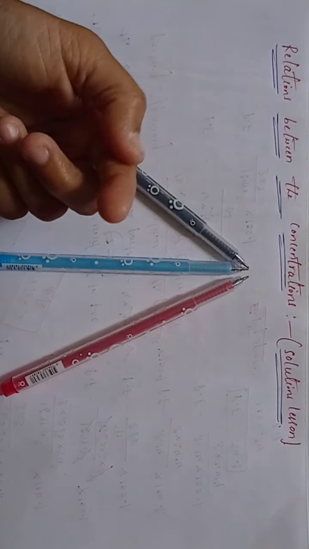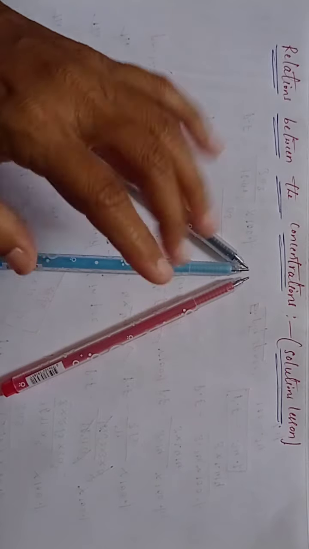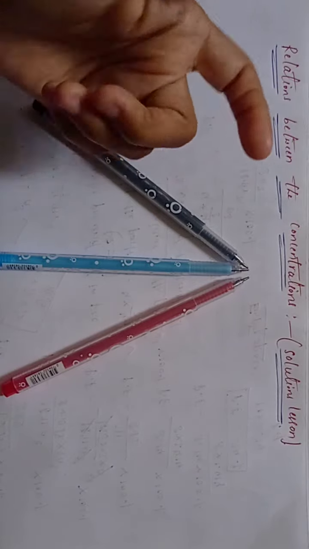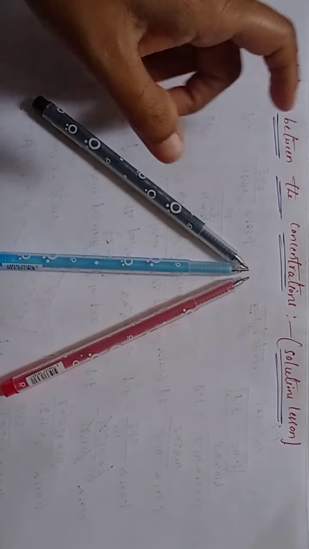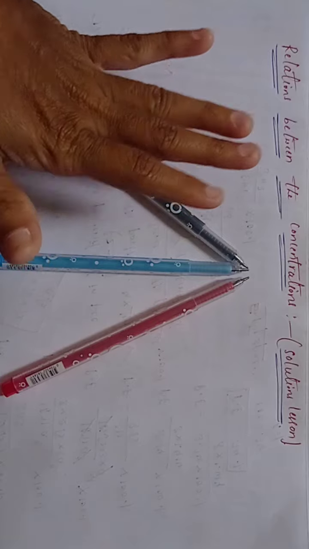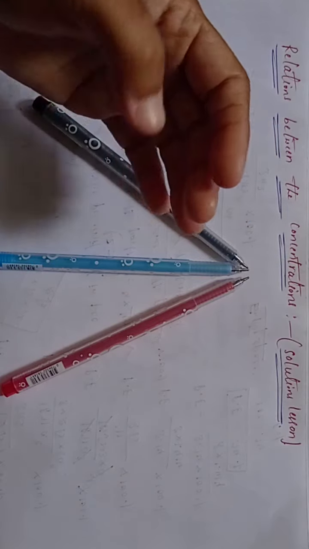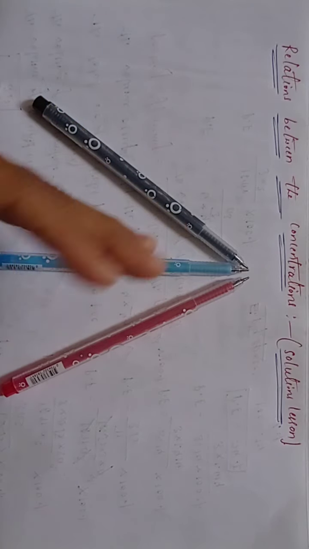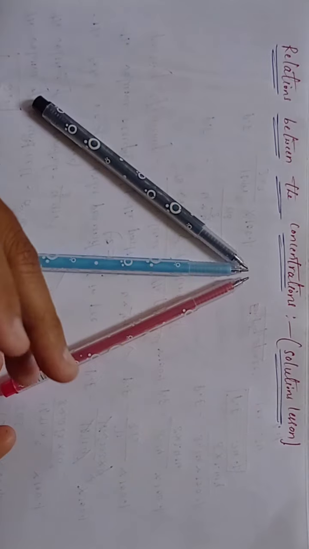Today I'm going to discuss the relations between the concentrations. Clear, students? This topic is from the solutions lesson. We know that there are nine types of concentrations: mass percentage, volume percentage, mass by volume percentage, ppm, molarity, normality, molality, mole fraction, formality. Total 9 concentrations are there. So what are the relations between the concentrations? Now we are going to discuss that.